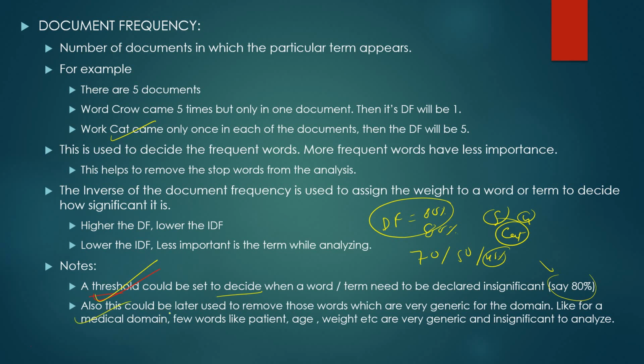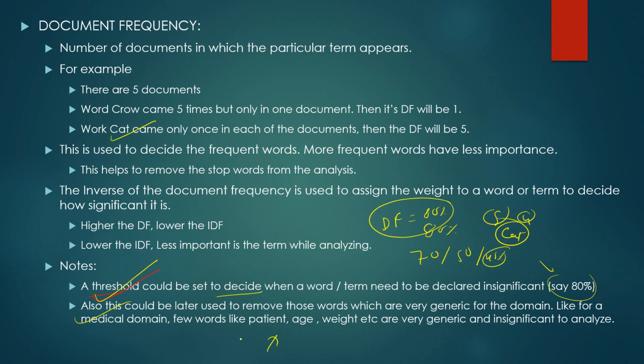And the next example is for the domain itself. This could be used later to remove those words. After you decide which word or term is significant overall, you can decide on those words which can again be removed, because of the domain which you are discussing. Suppose you are discussing the medical domain, right? Clinical trials are done there, so that is the medical domain. In the medical domain, if you are doing some kind of trial and analyzing which word is more significant, then you can go to the words which are very generic, which are very general words for that domain.